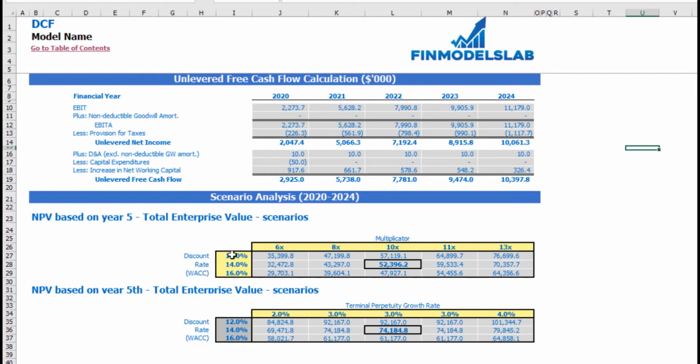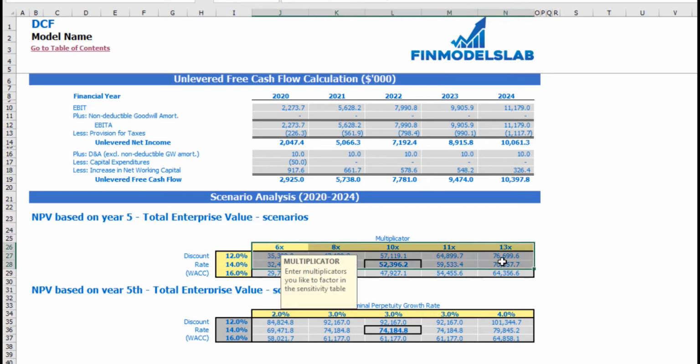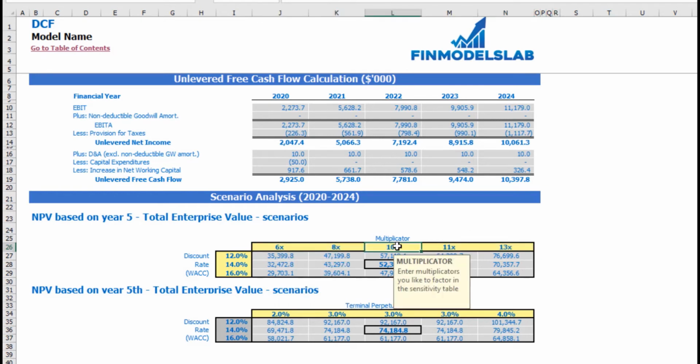The first scenario factor is the discount rate or weighted average cost of capital, which is 12, 14, and 16. These cells are also changeable. And the second factor for the first scenario analysis is the EBITDA multiplicator. So you can use this multiplicator as an assumption as well.